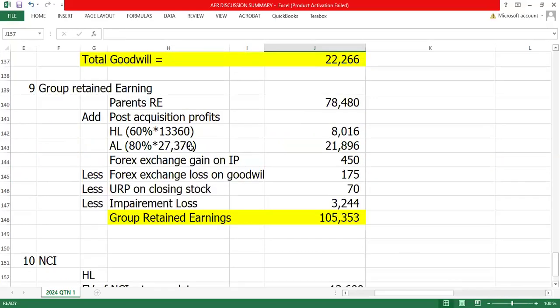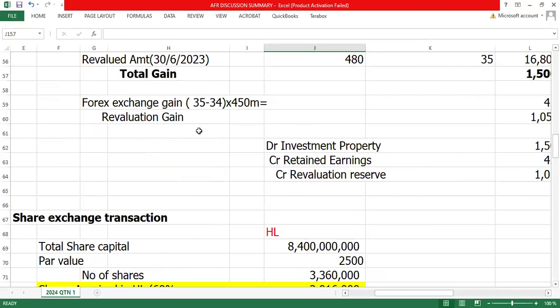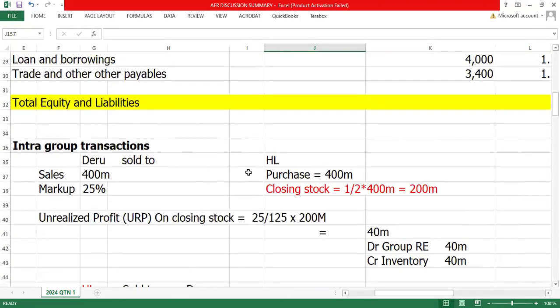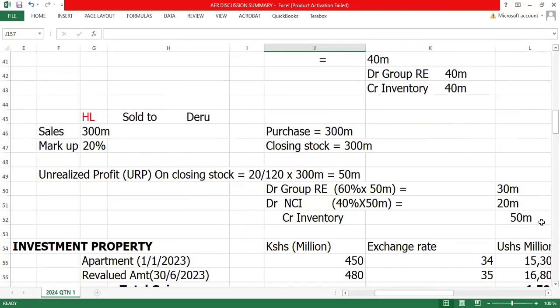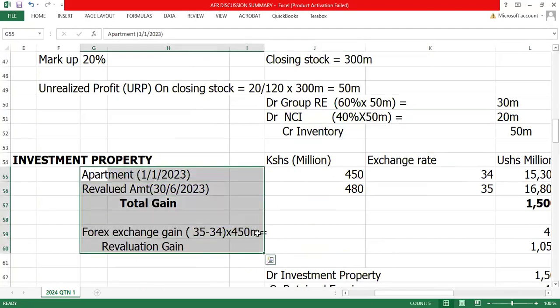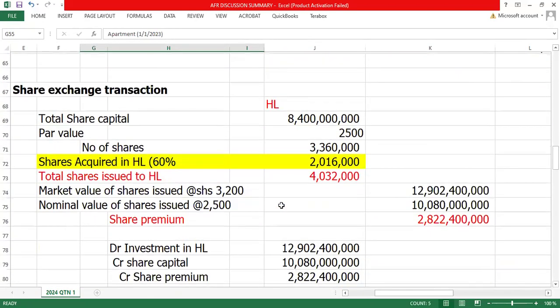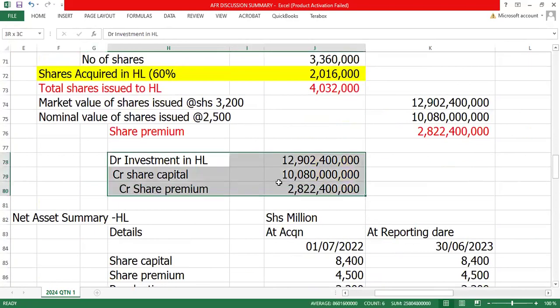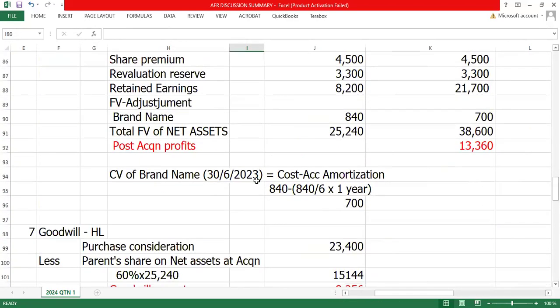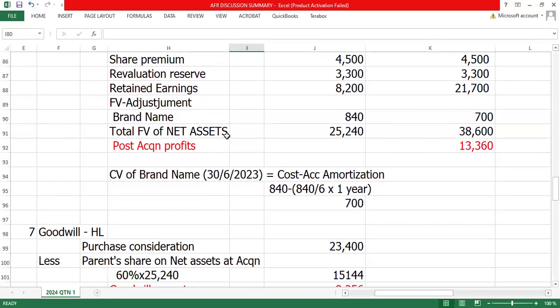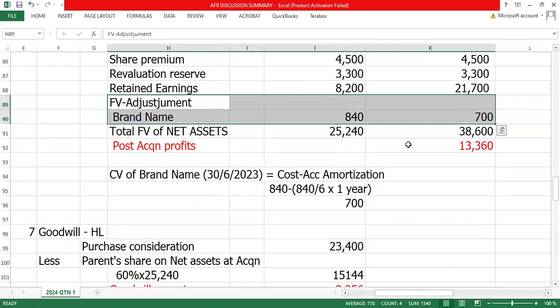Then what else? Now you start from your workings and move slowly by slowly. So you're done with this one. Do you have any other? This was only for the parent. You don't have any NCI here. But there is something we forgot. What? I have realized. Remember, this was not recorded.